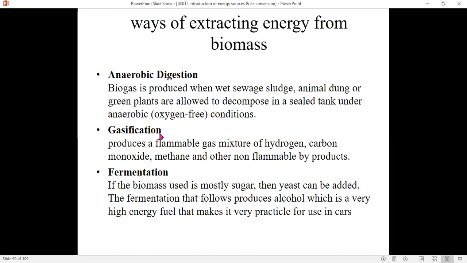Gasification is also one more process, which produces a flammable gas mixture of hydrogen, carbon monoxide, methane, and other non-flammable byproducts. Fermentation is another extraction process. What is fermentation? If the biomass mostly contains sugar, then yeast can be added to it. The fermentation that follows produces alcohol, which has a high energy content, which makes it very practical in cars.